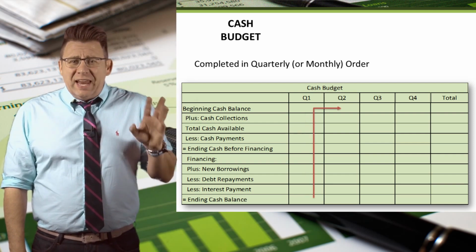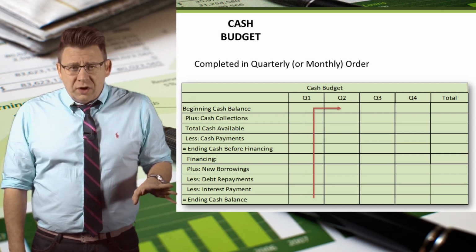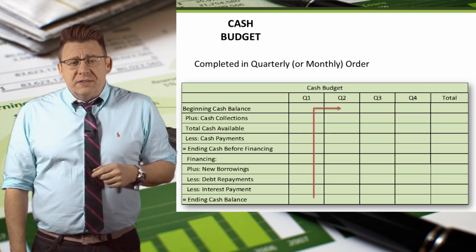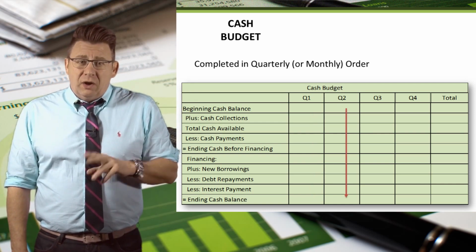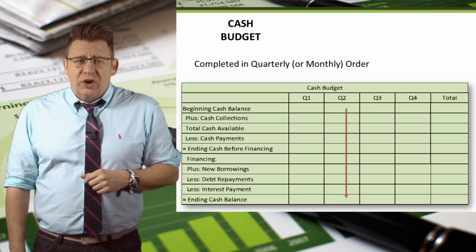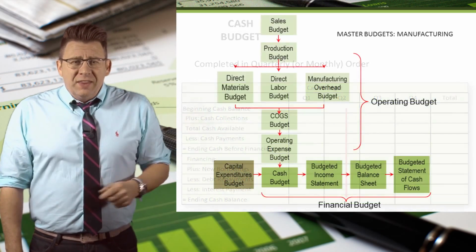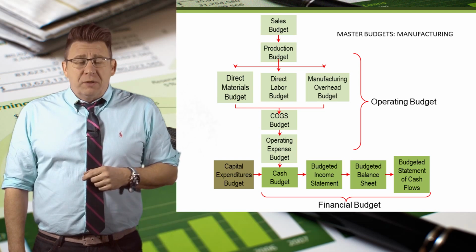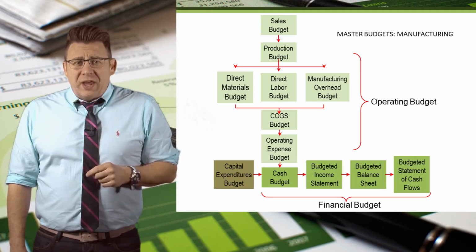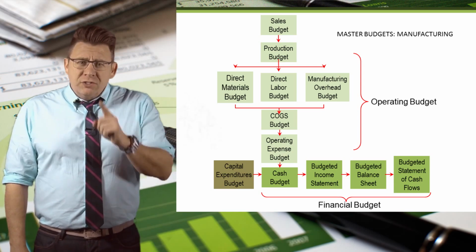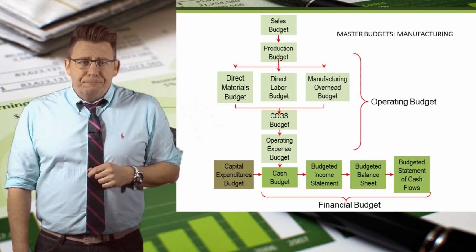This is because the ending balance for one quarter becomes the beginning balance in the next quarter. So remember to complete this budget, again, 1 month or 1 quarter at a time. The cash budget is the 9th budget completed in the master budget process, and it's a financial budget rather than an operating budget. So let's look how to complete this budget.